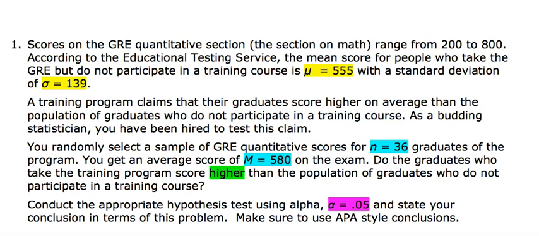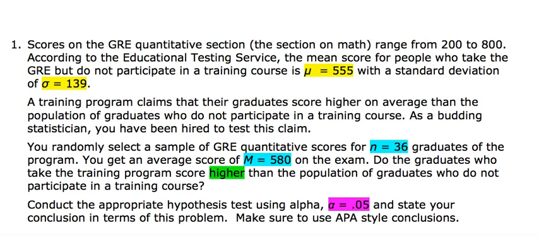You randomly select a sample of GRE quantitative scores for a sample size n equal to 36 graduates of the program. You get an average score of sample mean M equal to 580 on the exam. Do the graduates who take the training program score higher than the population of graduates who do not participate in a training course? Conduct the appropriate hypothesis test using alpha equal to 0.05 and state your conclusions in terms of this problem. Make sure to use APA-style conclusions.